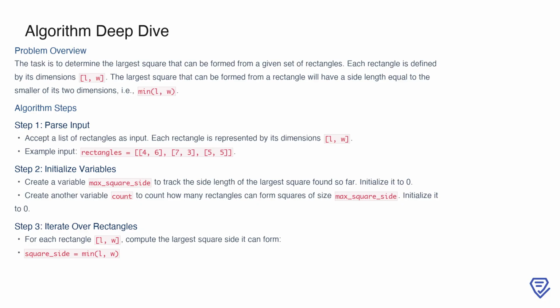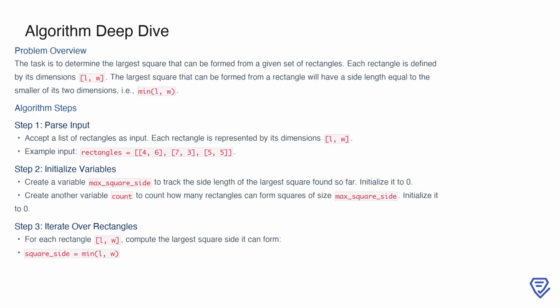To achieve this, we start by parsing the input, which is a list of rectangles where each rectangle is represented by its dimensions, L, W. For example, if the input is [4, 6], [7, 3], [5, 5], these rectangles have varying dimensions. Next, we initialize two variables, max_square_side to keep track of the largest square side we've found so far, starting at 0, and count of how many rectangles can form squares with that largest side, also starting at 0.